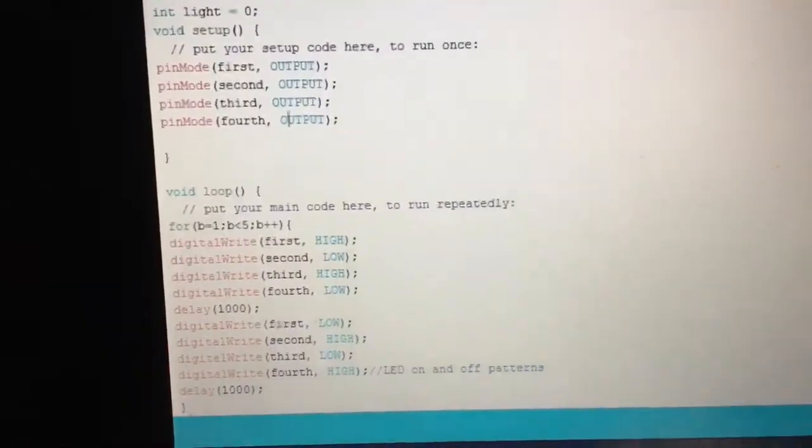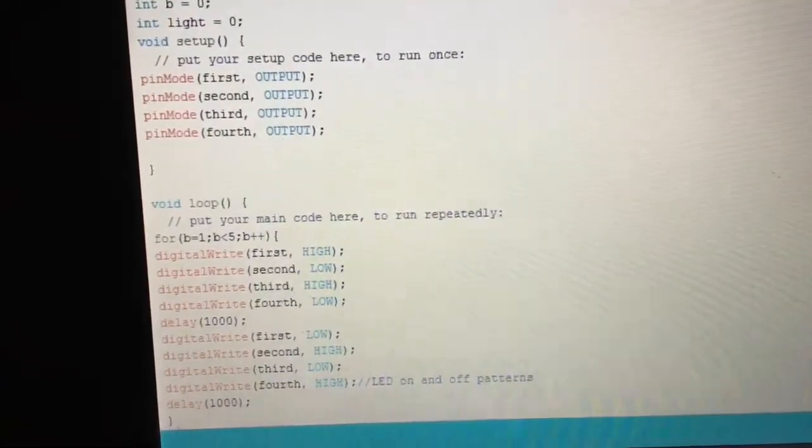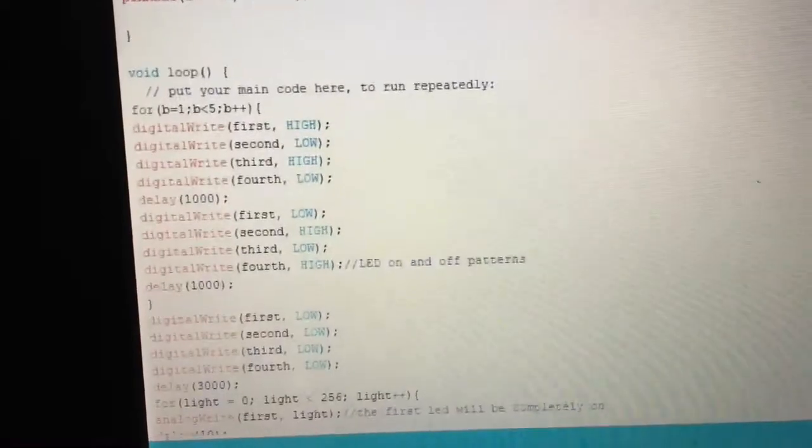In this case, they are outputs, because they will send signals to the LEDs. The void loop is used to declare the actions that will be performed in a loop as long as the Arduino is still connected to a computer.